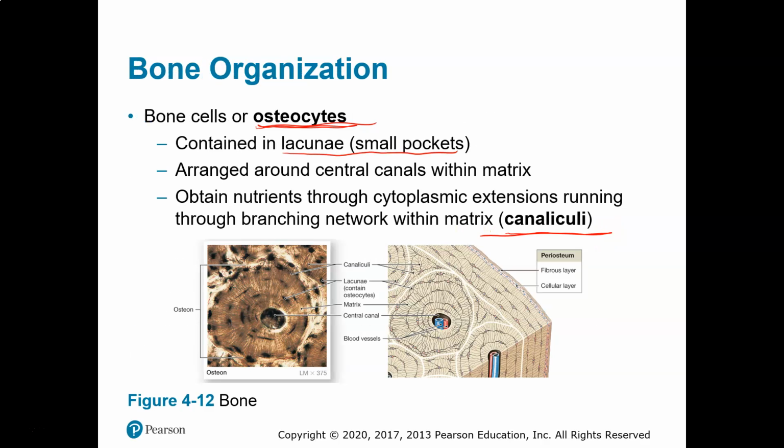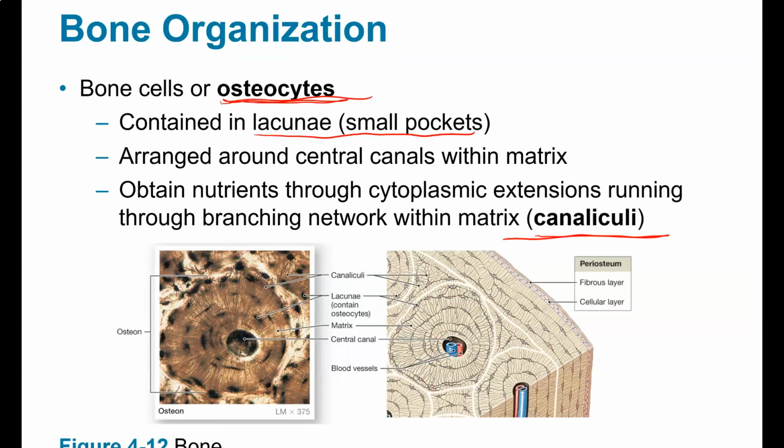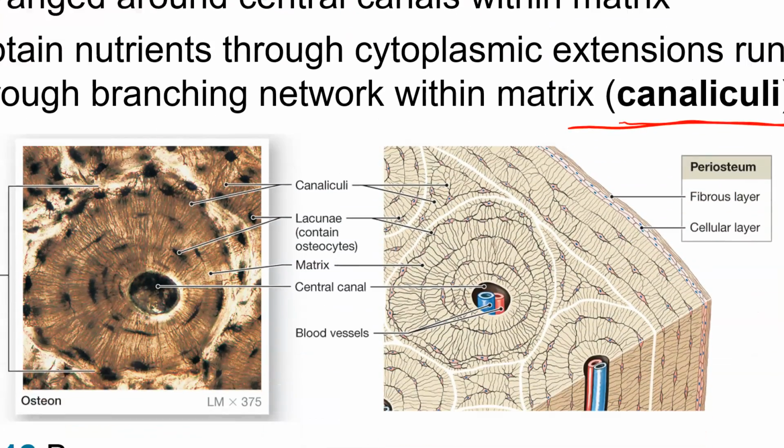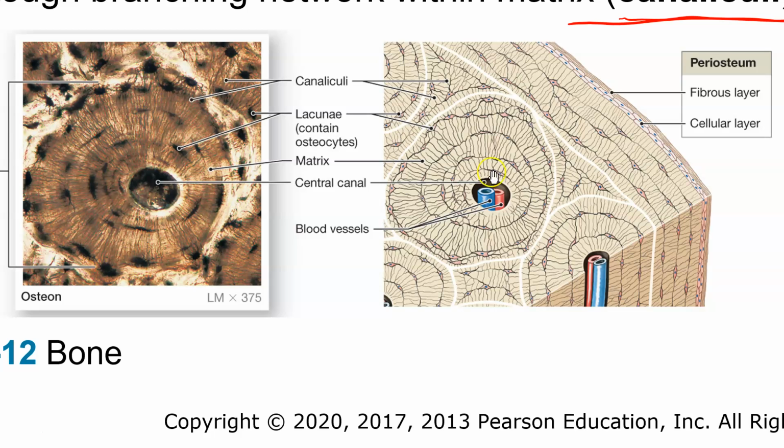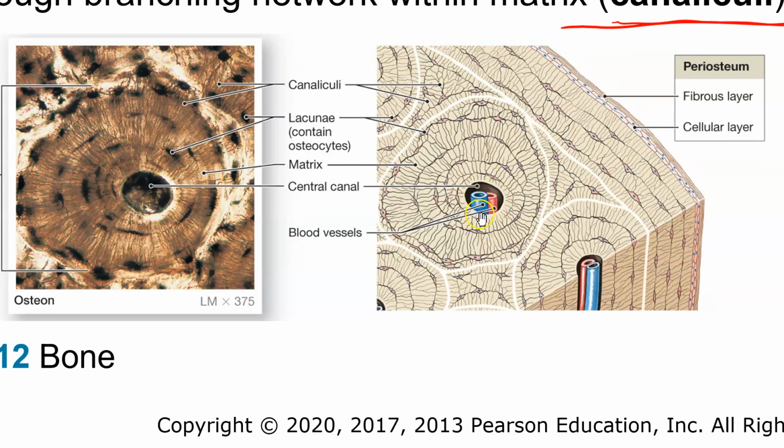And so let me blow this up. All right, so here is the central canal that contains blood vessels. Each one of these little structures, they almost look like eyes that are squinted. Each one of these structures are the osteocytes residing within their lacuna. And then the canaliculi are these little canals. They look like little veins.